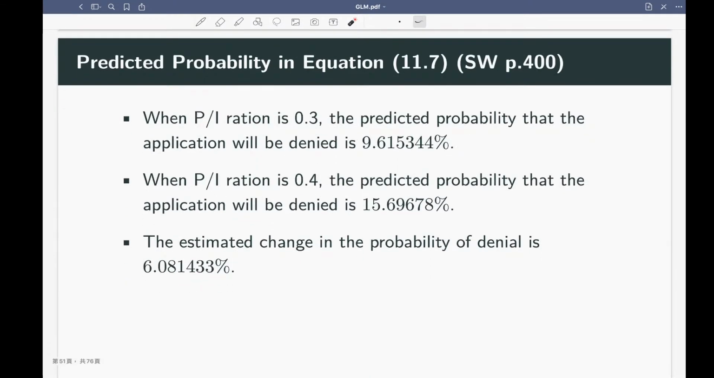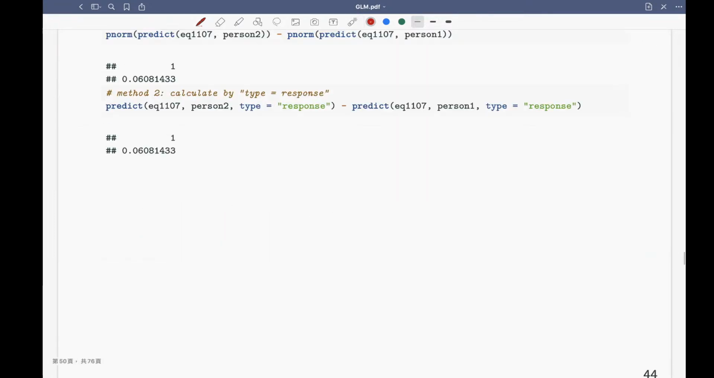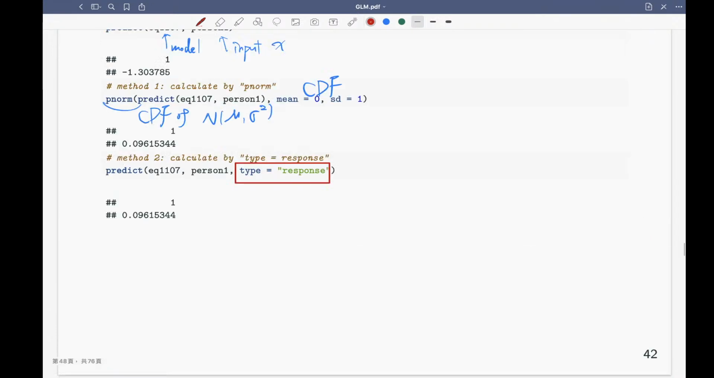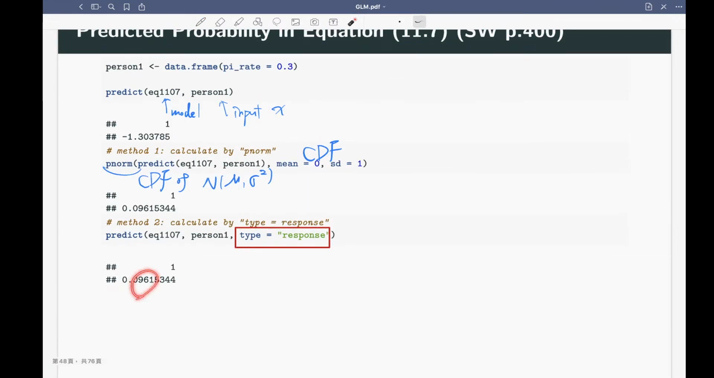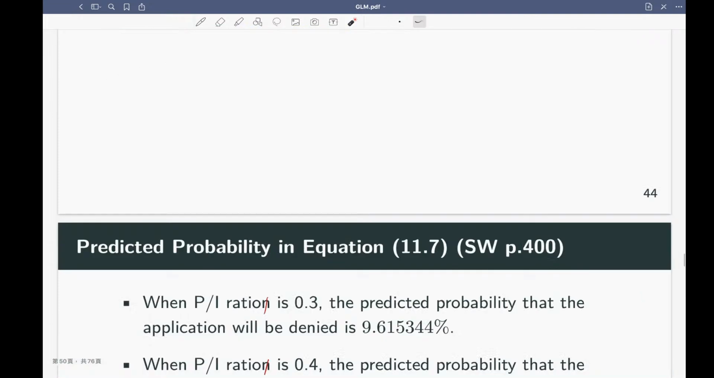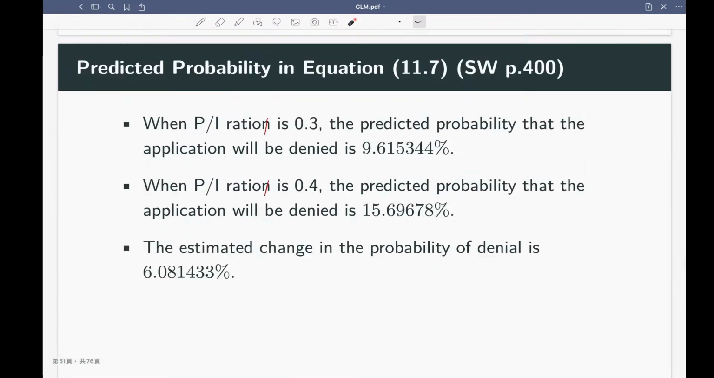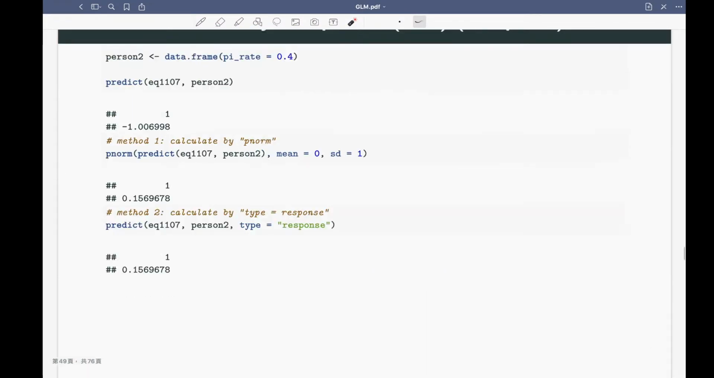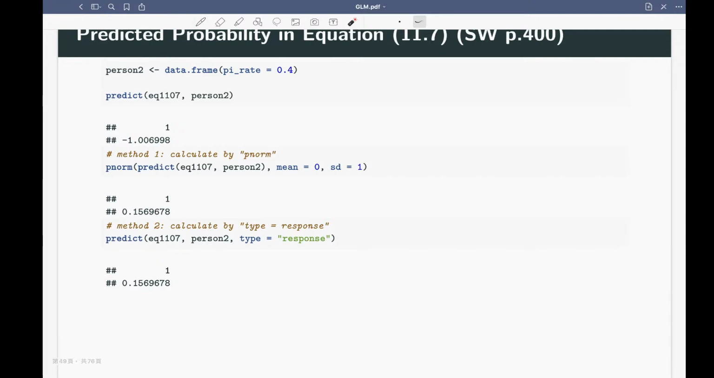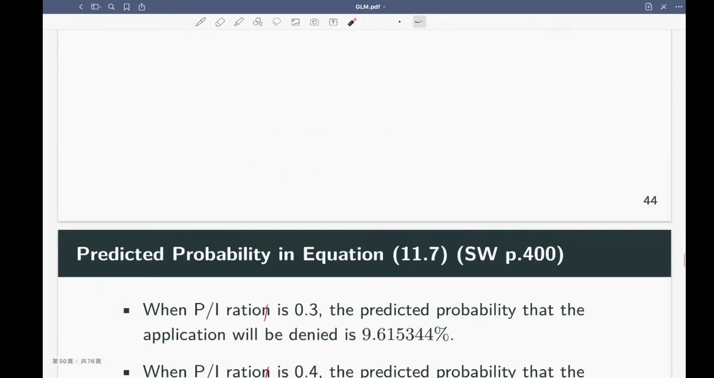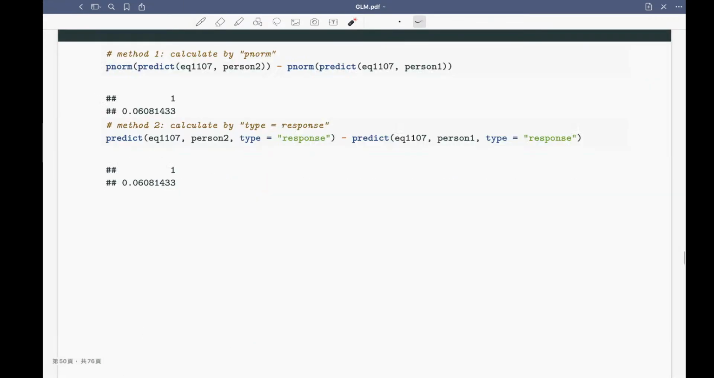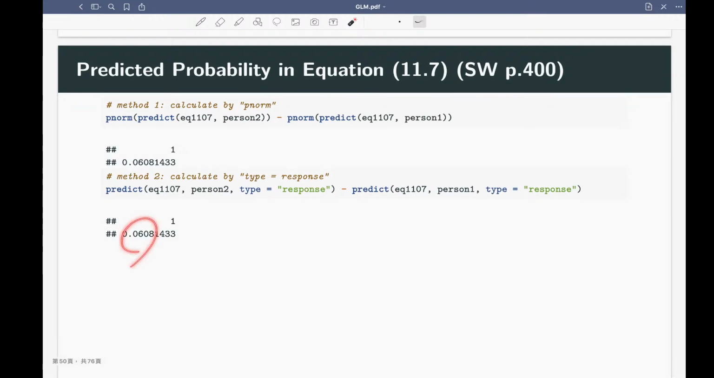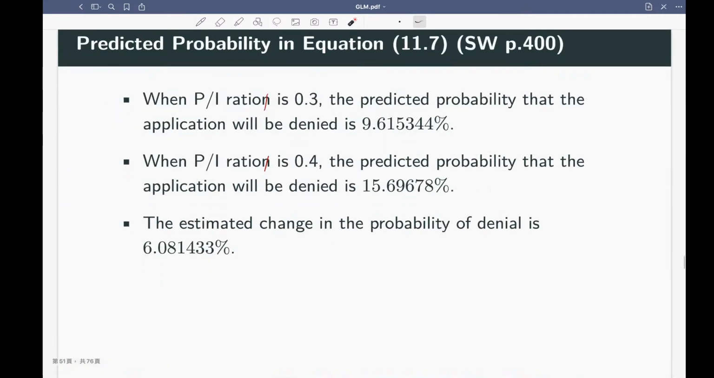Okay, so here when the PI ratio is 0.3, the predicted value is like this, 9%. When the PI ratio is 0.4, the predicted value is like this, 15%. How about their difference? 6%. Okay, so we can find our result here.